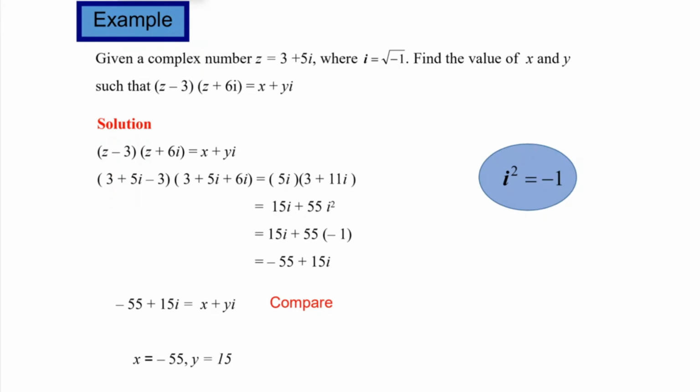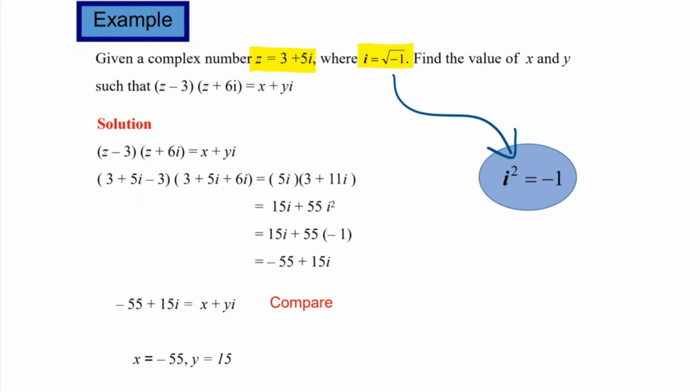For the following example, please read the question carefully. The important information is z equal to 3 plus 5i, where tips here, i equal to square root negative 1 means i squared equal to negative 1. We want to find the values of x and y.